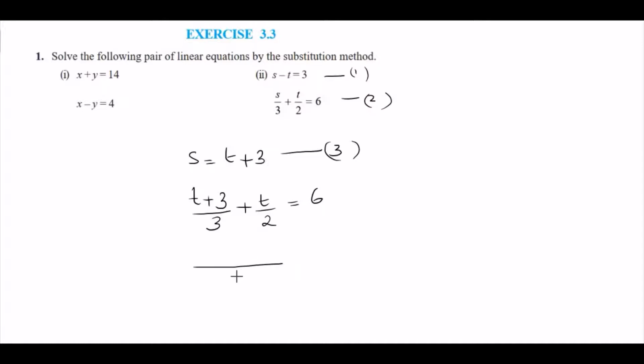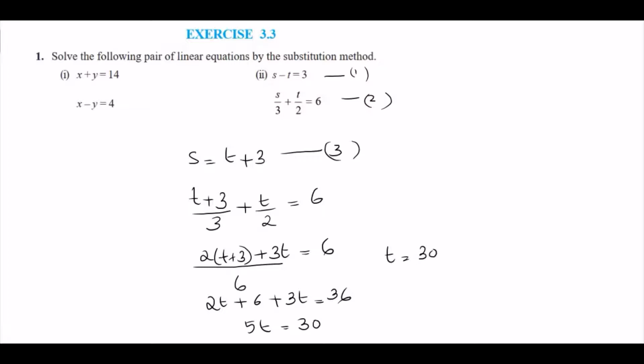So first take the LCM. So 3 and 2, the LCM is 6. So 2 into t plus 3 plus 3t is equal to 6. That is, when you take the LCM, you have to multiply both these by 2 and both these by 3. So you get 2t plus 6 plus 3t is equal to, when you cross multiply this, you get 36. So 2t plus 3t is 5t. That is equal to 36 minus 6, that is 30. So t is equal to 30 by 5, that is 6. So the value of t is 6.